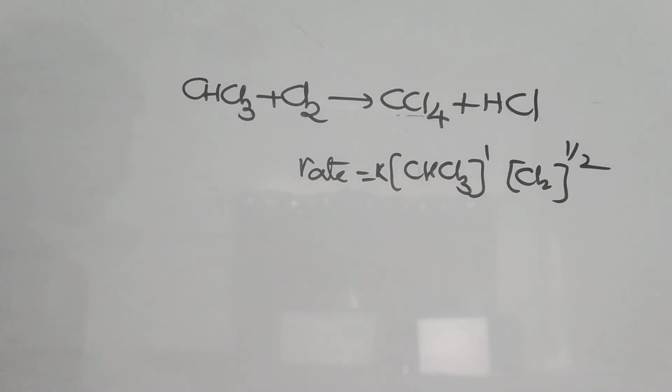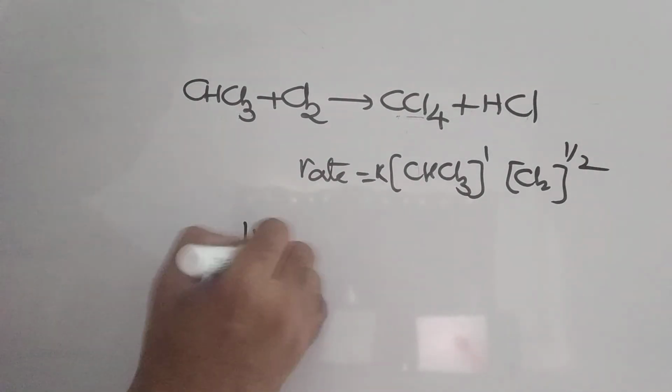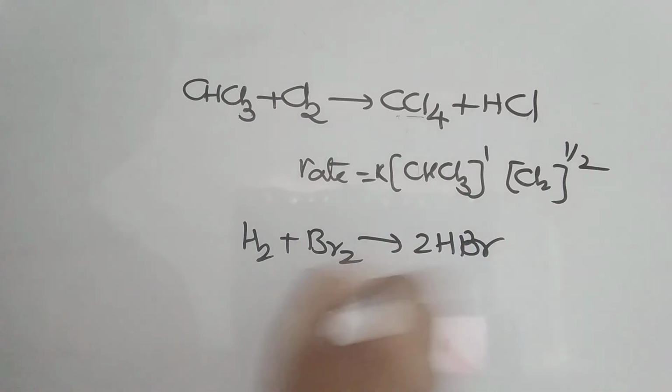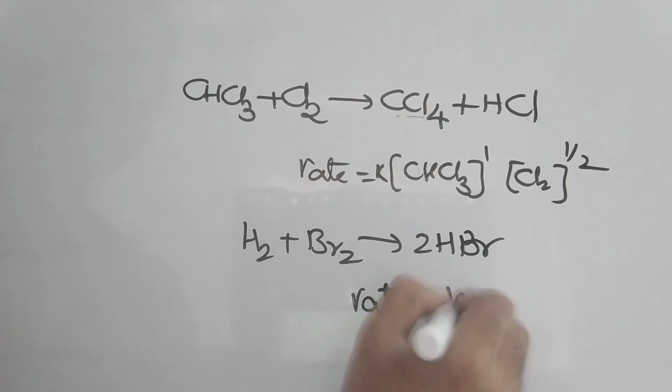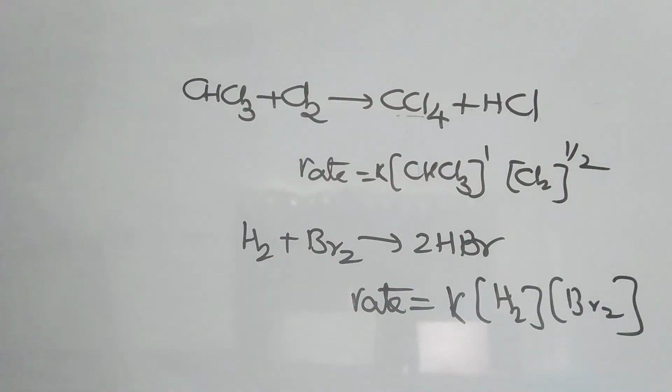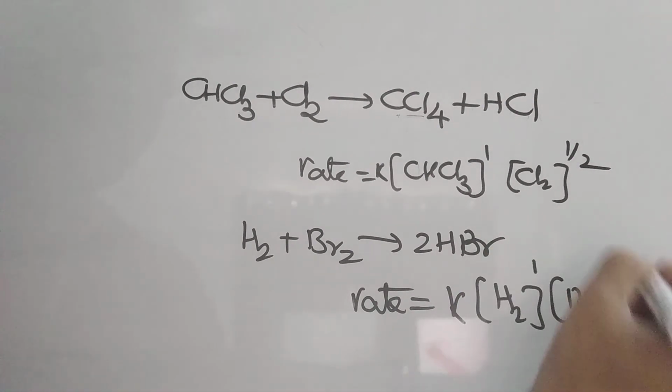And some other reactions are also there. For example, H2 plus Br2 gives rise to 2HBr. In this reaction, rate is equal to K into [H2] and [Br2]. If you write H2 and Br2, that will be a normal rate law. What actually happens is, this is 1, and this is 1 by 2.